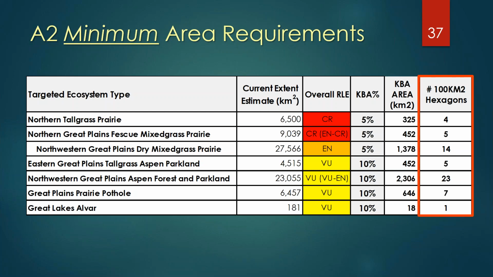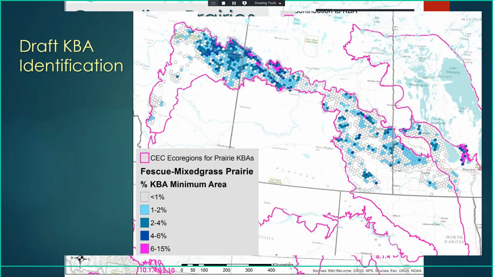So this column on the right is giving you an initial feel for if that entire 100 square kilometer hexagon was completely represented by the ecosystem type. I would need 4 or 5 or 14 or 23 hexagons, just to give you an initial feel for what it might take to cross that minimum area threshold for a given type. And so that's where we started to assemble this.